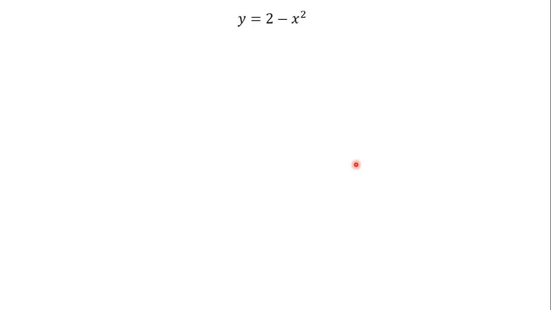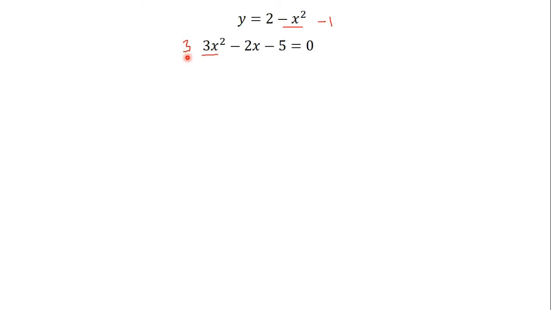So let's do that. The function is y is equal to 2 minus x squared. The equation is 3x squared minus 2x minus 5. The quadratic term in the function is minus x squared. So the coefficient of the quadratic term in the function is minus 1. The quadratic term in the equation is 3x squared. So the coefficient of the quadratic term in the equation is 3. Okay, so now the coefficient of the quadratic term in the function is minus 1. The coefficient of the quadratic term in the equation is 3.